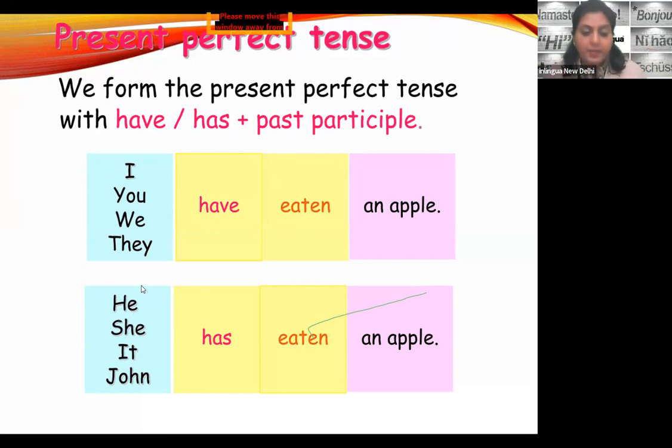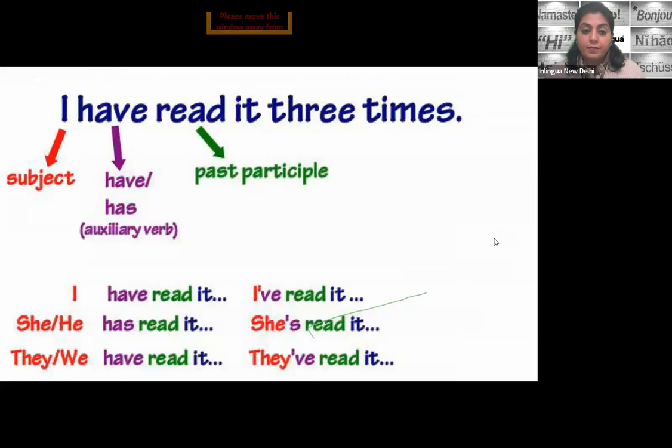In the second table, you can see this third person singular. He has eaten an apple. She has eaten an apple. John has eaten an apple. Third person singular, we always use has. Okay. I have read it. She has read it. They have read it.